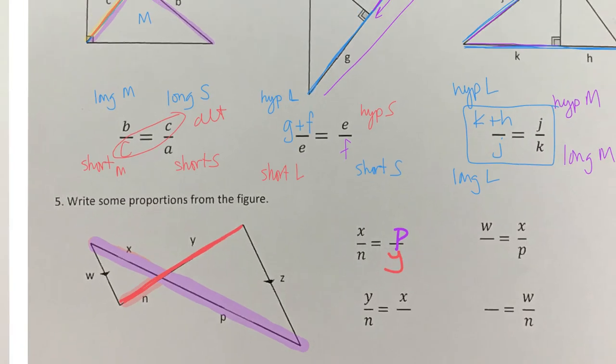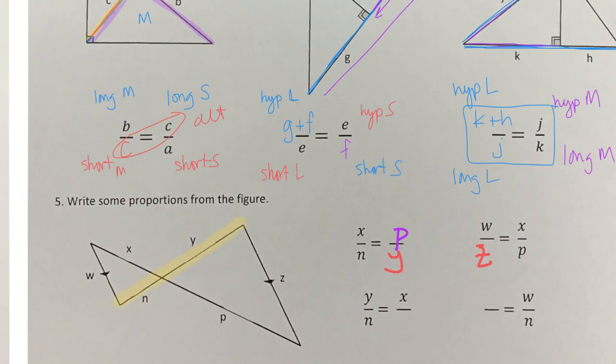Okay, how about W over what equals X over P? All right, so we have X over P, and we have W over Z. W and Z are your parallel sides. They're the ones that go together. Now our next one isn't even right. W over N, so let's erase this. W over N, let's make it true.